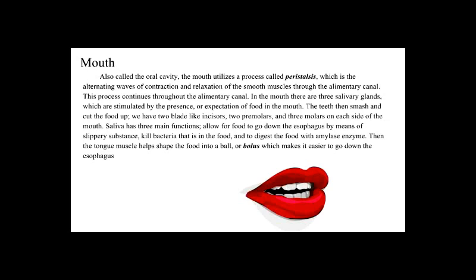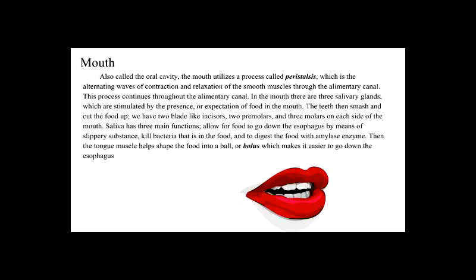Saliva has three main functions. It allows food to go down through the esophagus because it is itself a slippery substance. Saliva also kills bacteria that is in the food, and it also, number three, digests the food with amylase enzyme, and you should know this. Amylase also digests starch. The tongue muscle also helps shape the food into a ball or bolus, which makes it easier to go down the esophagus.